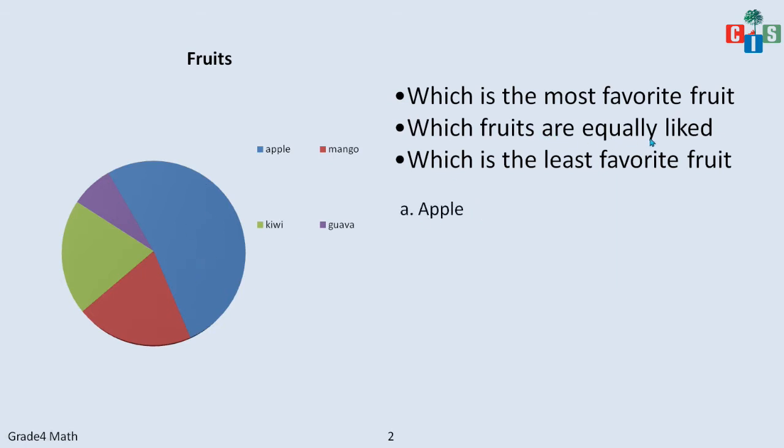Which fruits are liked equally? Equally colored parts, I can see that it is kiwi and mango. So mango and kiwi are equally liked fruits. And which is the least favorite fruit? This is the purple section which is least covered, and purple represents guava. So guava is the least favorite fruit.